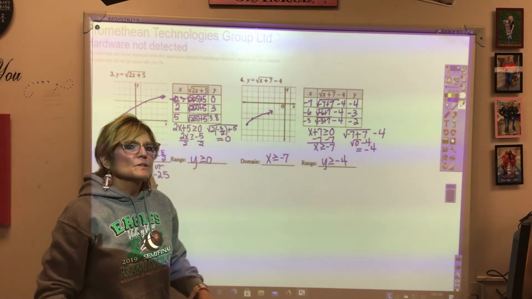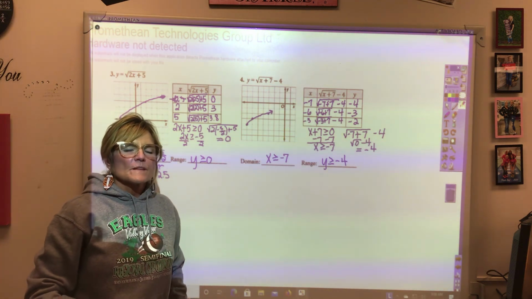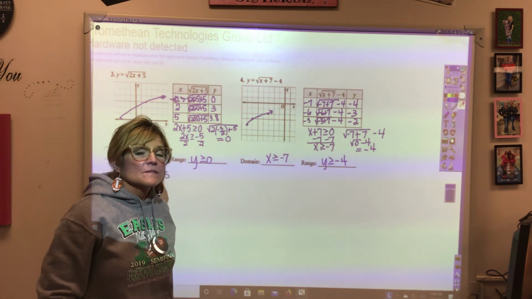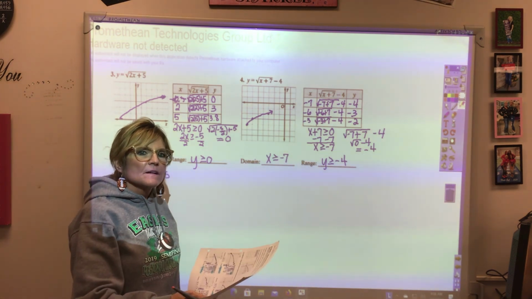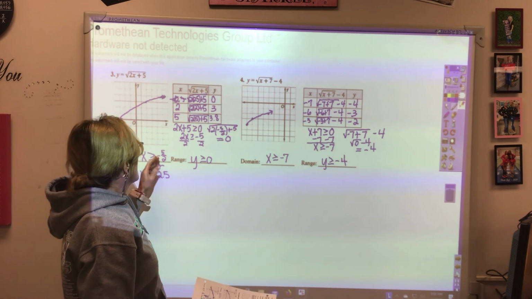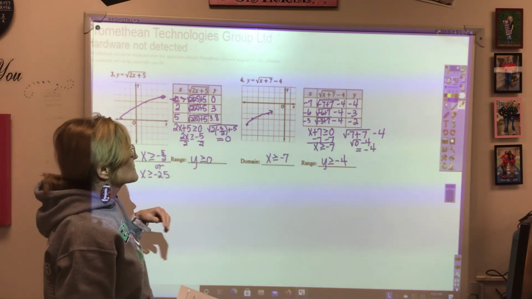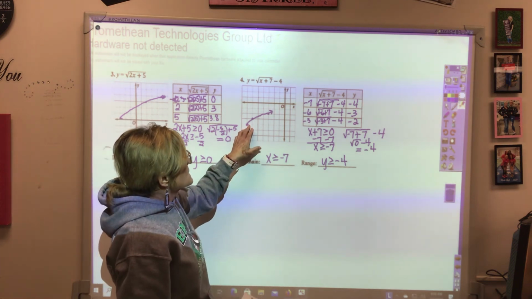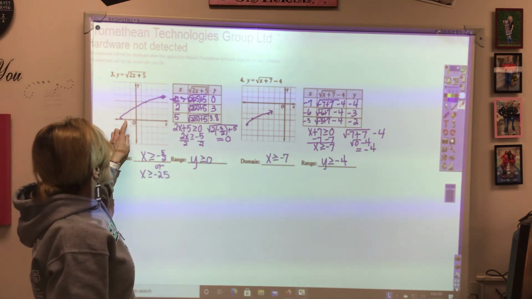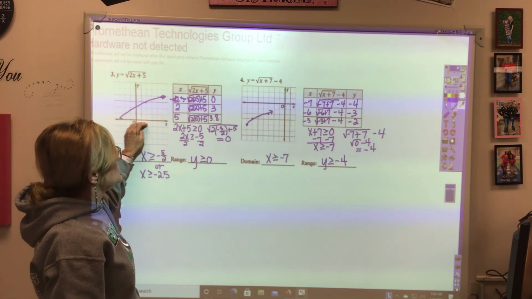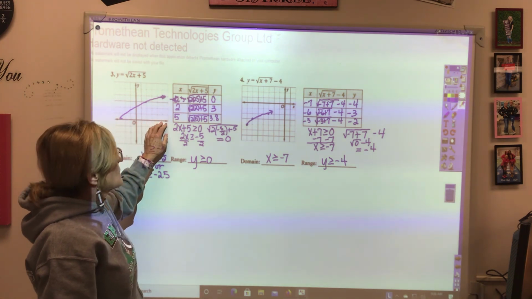Okay, so again, when you do these on the practice, it doesn't matter what numbers you use, as long as they're to the right of where your domain starts. To the right of negative 7. To the right of negative 2.5. Any values for x you want along here, you can use.